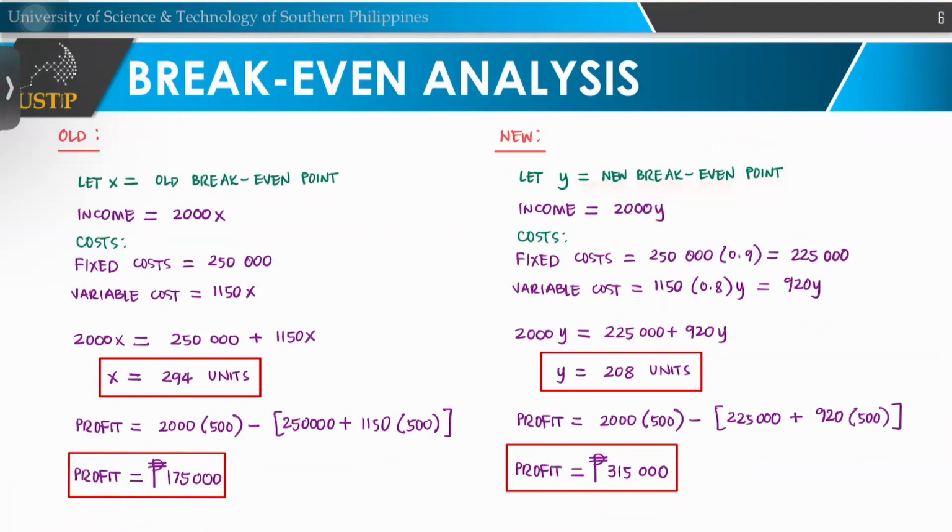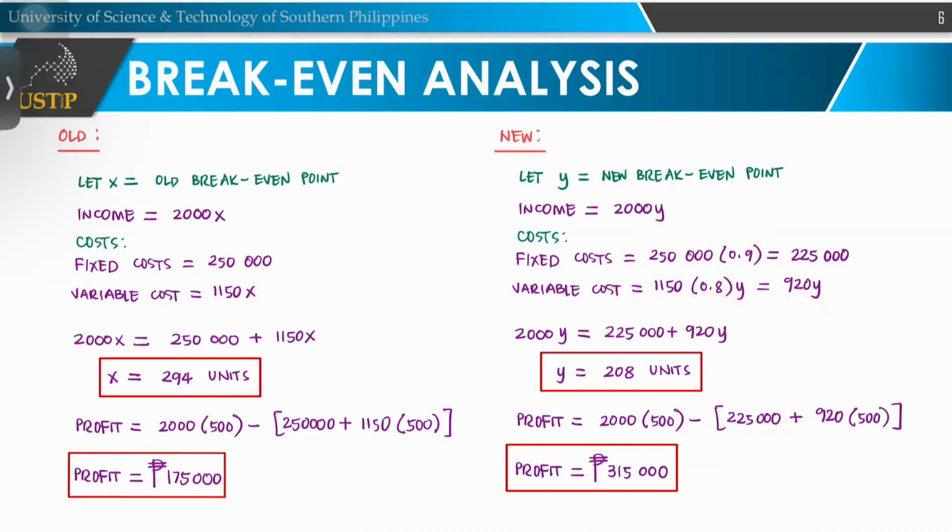All right? So, we have an income that is equivalent to 2,000 y. And the cost, class, of course, is reduced by 10%, so the 250,000 we multiply by 0.9, or we just subtract the 10%. And that is basically equal to 225,000. The variable cost decreased by 20%, so we just multiply it by 0.8. That is 920 y.